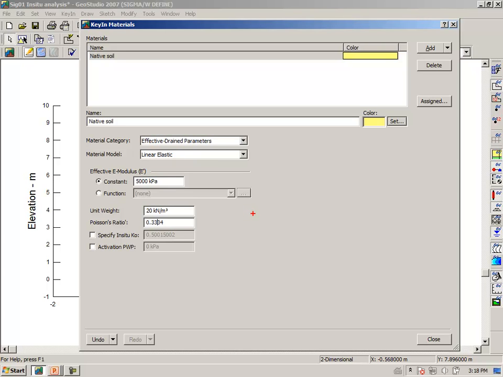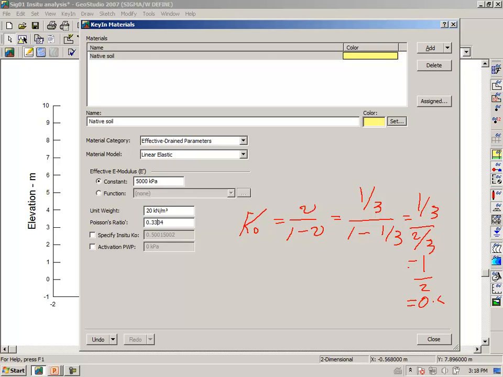Recall that K0 is equal to Poisson's ratio divided by 1 minus Poisson's ratio. So if Poisson's ratio is equal to 1/3, then 1/3 divided by 1 minus 1/3 is equal to 1/3 divided by 2/3, which is equal to 1/2, which is equal to 0.5. So we have specified a Poisson's ratio of 1/3, which gives us a K0 condition of 0.5.